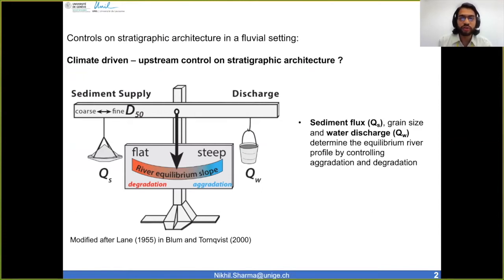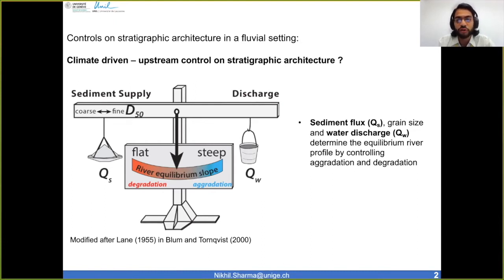And this would be through 3 primary variables, namely water discharge, QW, sediment supply, QS, and median grain size, D50. And this would be in the form of changes in paleoslope. So as water discharge increases, the resulting river profile would be a much flatter one. And as water discharge would decrease, the resulting profile would be a much steeper one.